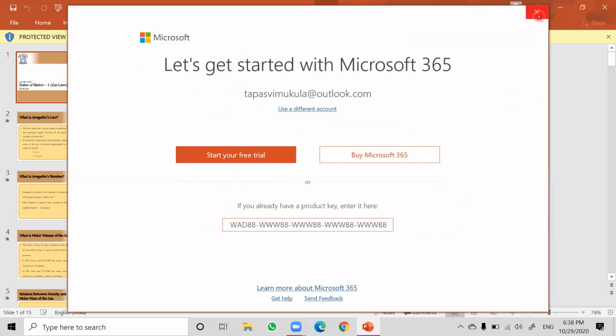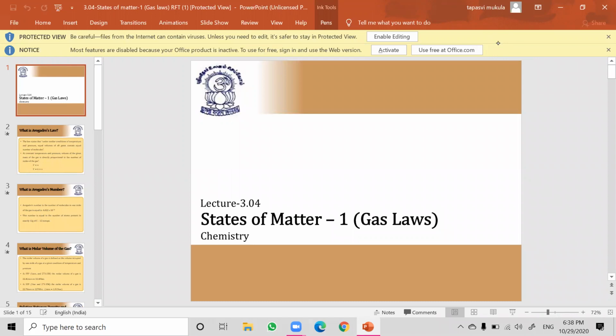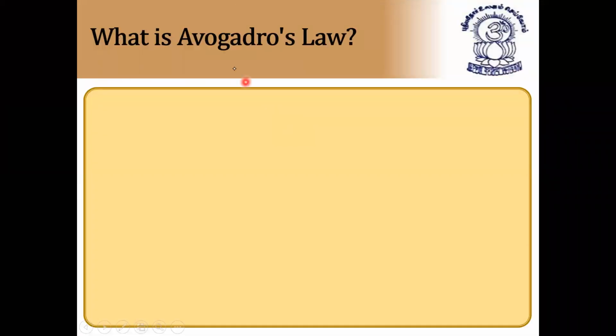Next gas laws we have, Avogadro's law. Before going to Avogadro's law, I would like to give one more important question based on the ideal gas equation. Since we already know PV is equal to nRT, where n is equal to weight by molecular weight, or mass of a substance, you can write PV is equal to weight by molecular weight into R into T.